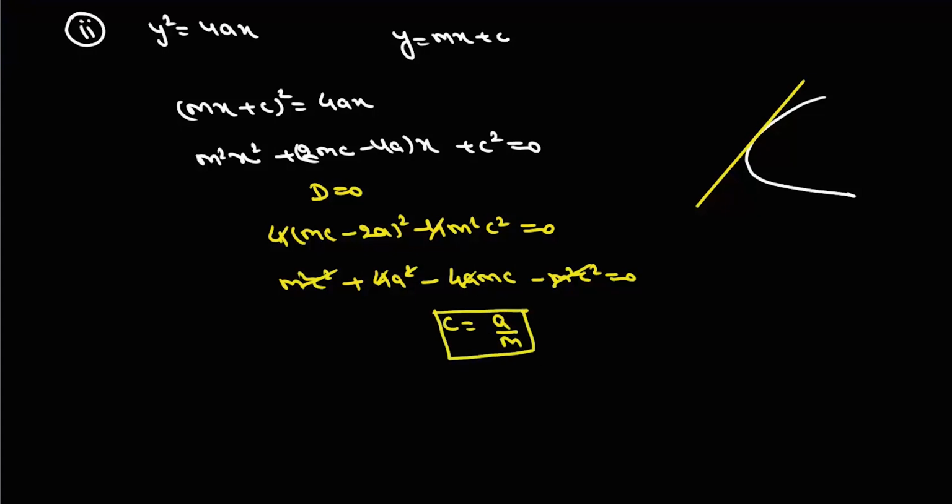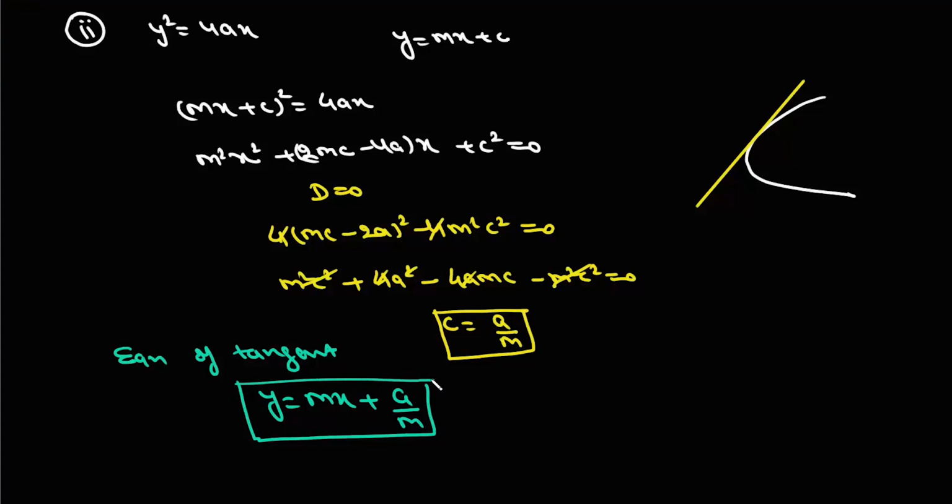And once we have c, we can write the equation of the tangent. Now the equation of tangent is given by y equals mx plus c, and c is a by m. So for this parabola, the equation of tangent is y equals mx plus a by m. Now we have to find its point of contact.